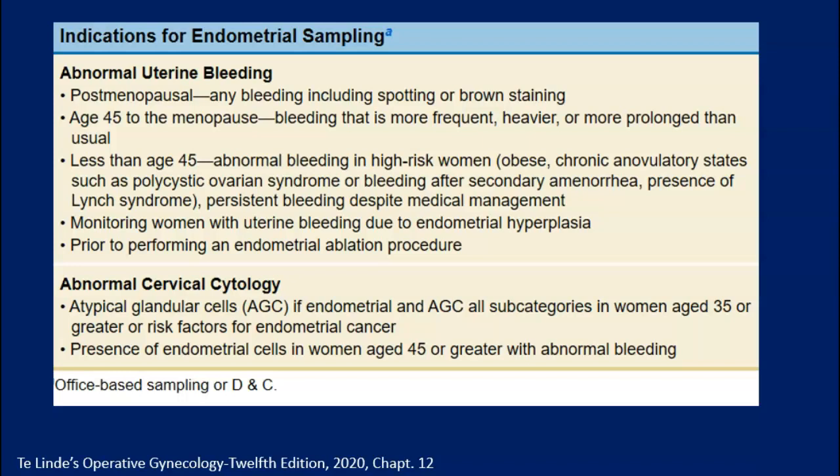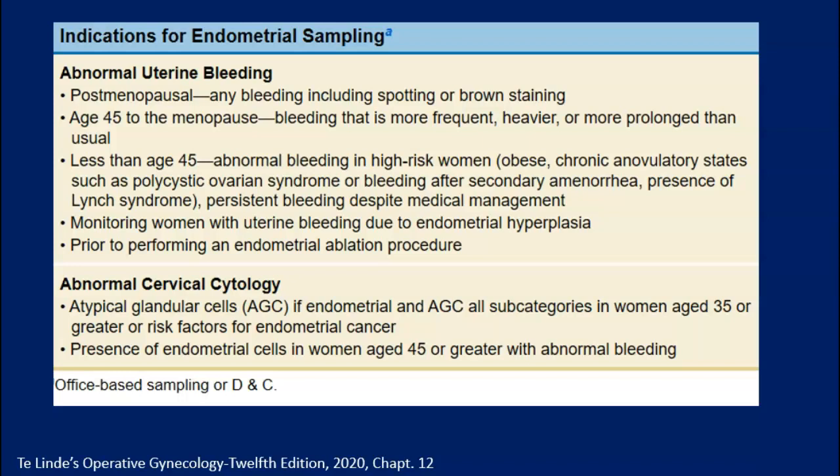And finally, one also would do a sampling procedure prior to performing an endometrial ablation in order to ascertain for sure that one is not dealing with an endometrial cancer. In addition, abnormal cervical cytology also can be an indication, particularly when atypical glandular cells are noted.